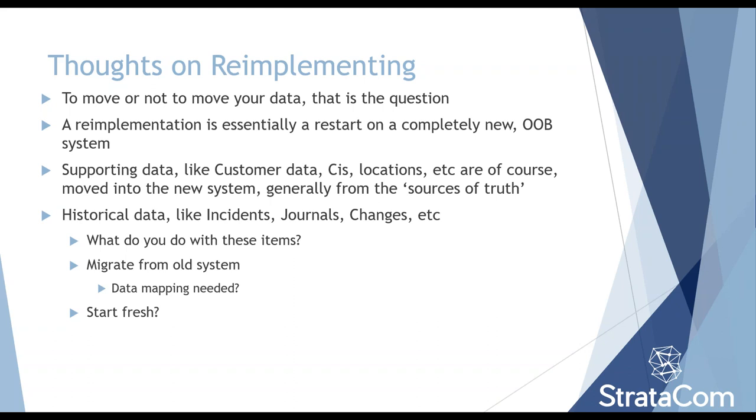Re-implementation is essentially a restart on a completely new out-of-the-box system. So historical data like incidents, journals, changes, what do you do with that stuff? Do you need it? Do you migrate it from the old system? Is there data mapping needed? Do you start fresh? Those are some choices you're going to have to make. And it usually comes down to reporting and ticket lookups.